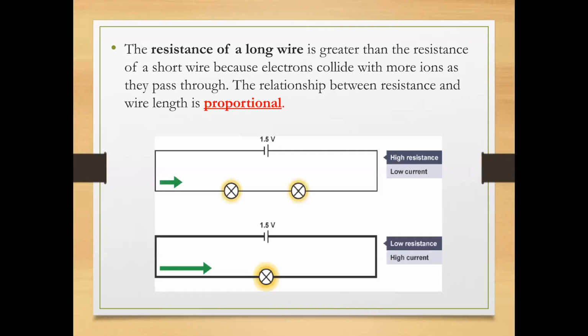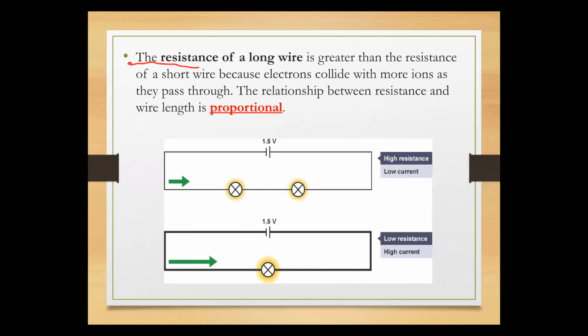Now, the resistance of a long wire is greater than the resistance of a short wire because electrons collide more with more ions as they pass through. That's what I was saying earlier. But take note of these reasons so that when on the test we're asking you why, you have the reason why. You don't just say a longer wire has more resistance than a shorter wire. Why does it have a longer resistance?